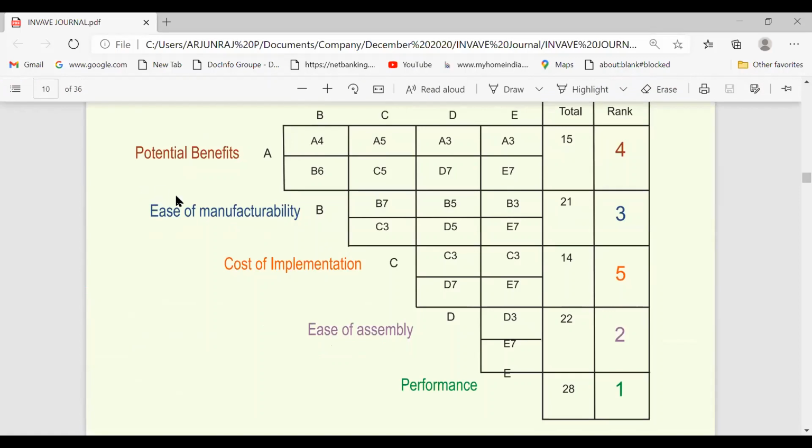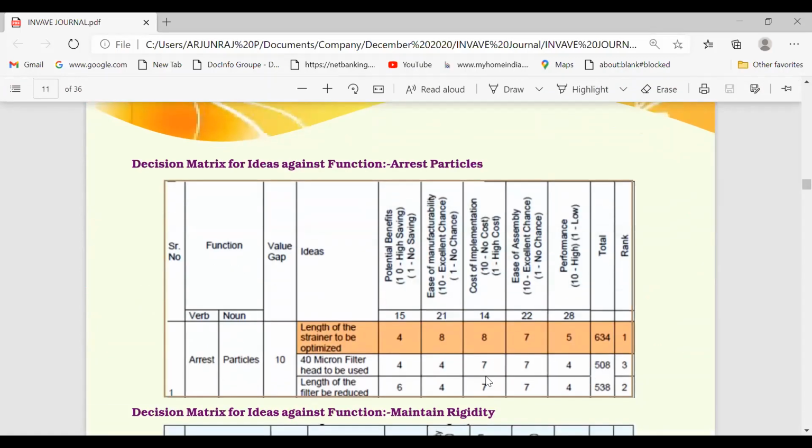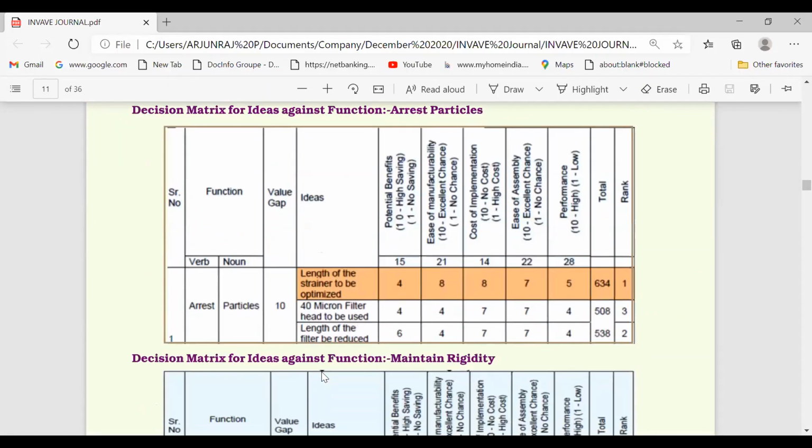So again, you have to go to your evaluation phase, where you need to evaluate the ideas. Even this idea is not taken. Okay, 40 micron is not taken. They have taken only one as the best idea.